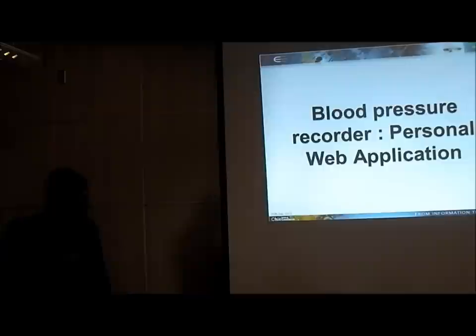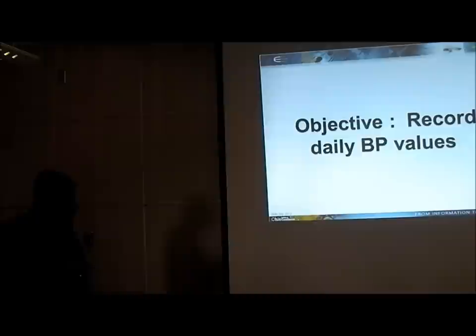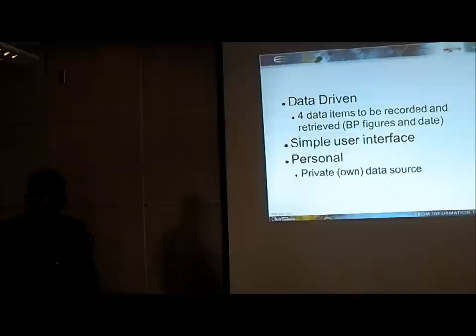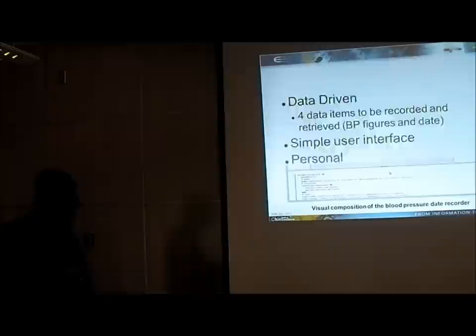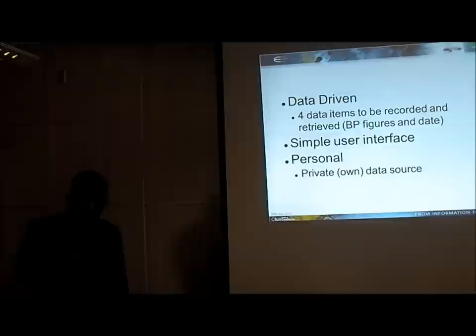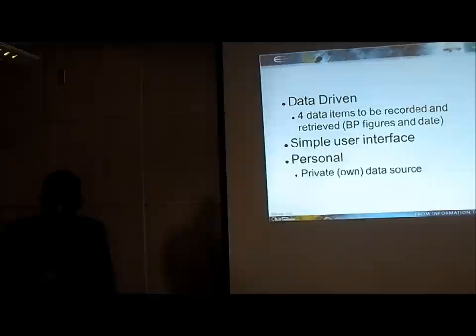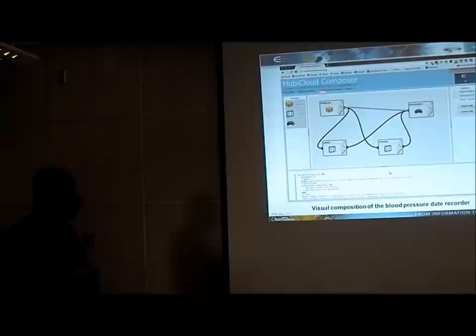This is an ideal case for multi-cloud. It has data values, so it's data-driven. Just four data values to be stored and retrieved. It requires only a simple user interface, and the data storage is your personal space. So let's say Google App Engine, a personal Google App Engine account that you'll probably be using. You take it to the Mobile Cloud Composer and drag and drop these.